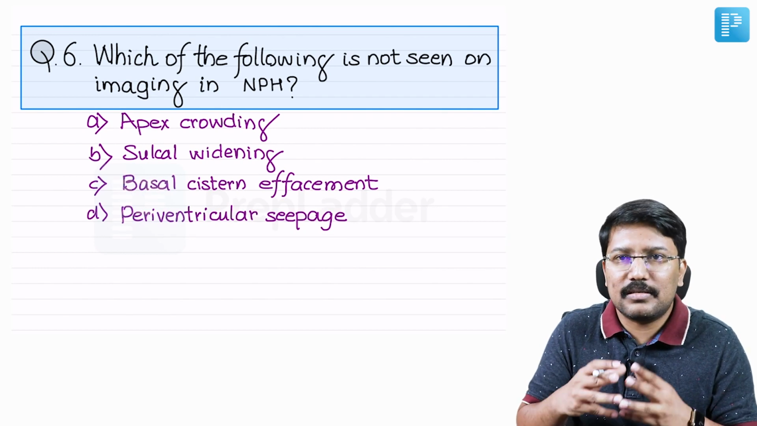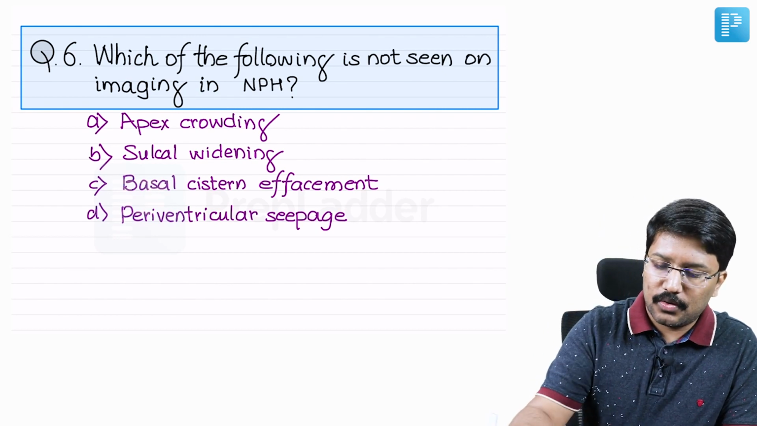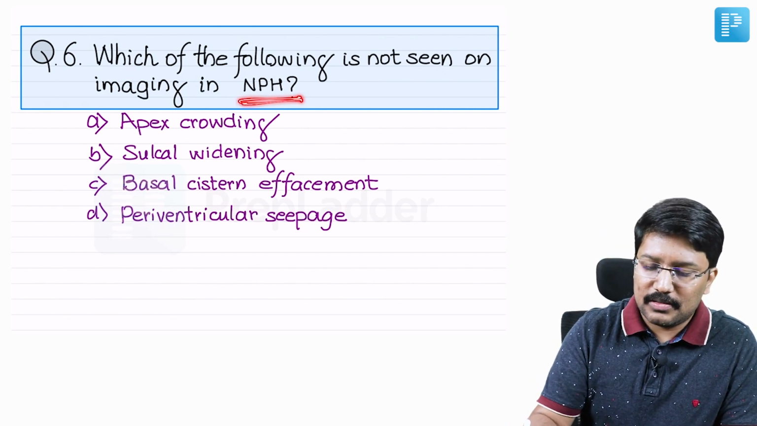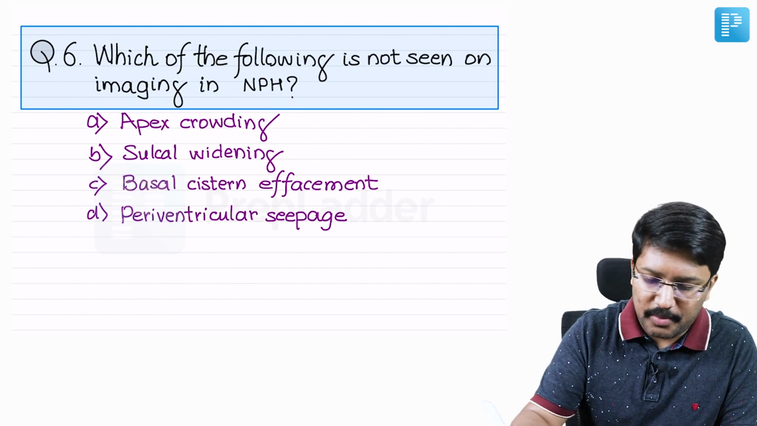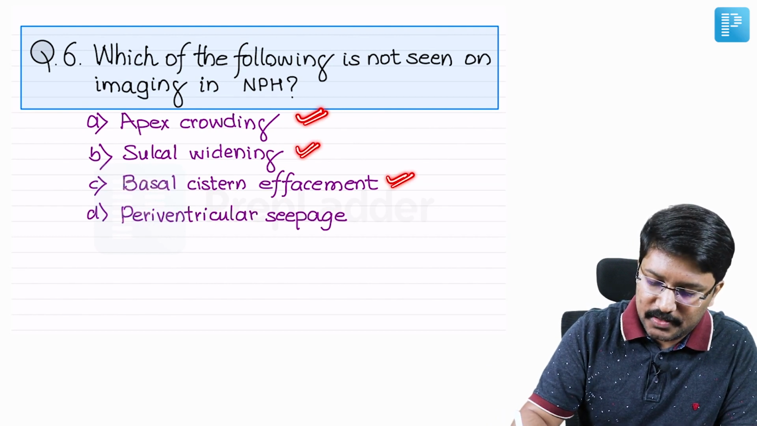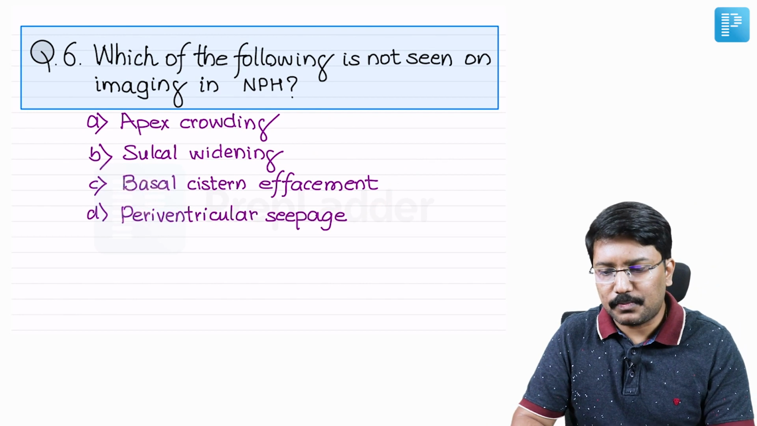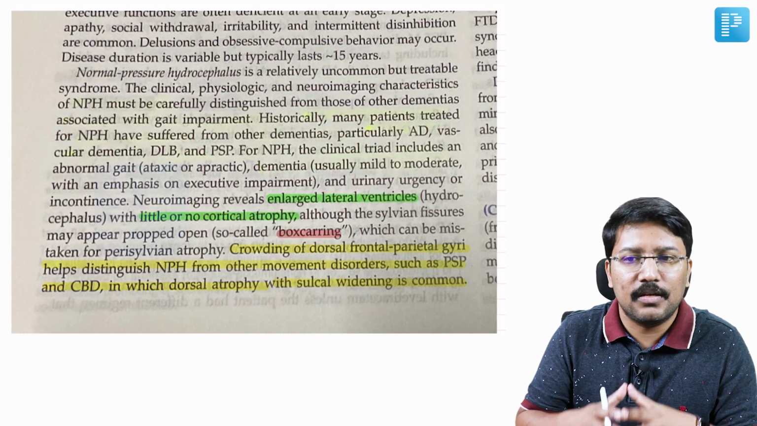But right now, let us just spend some time understanding what this question is about, right? So the question is about normal pressure hydrocephalus, and it is about the MRI, right? It's more about MRI or maybe CT. Apex crowding, sulcal widening, basal cistern effacement, or periventricular seepage. If you're a Harrison follower, right? So Harrison mentions this in his notes, right?